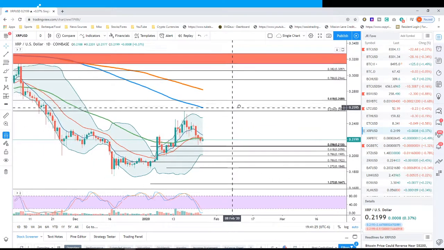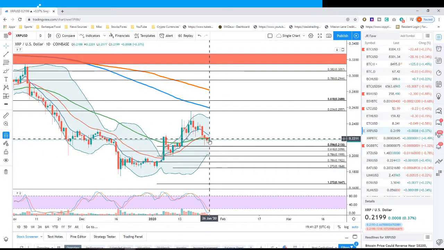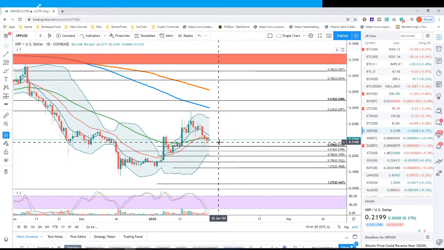Let's go look at XRP. After breaking that downtrend line, obviously coming back and testing, right here is some Fib cluster support. Right here, 2122. So this area right here is some support.